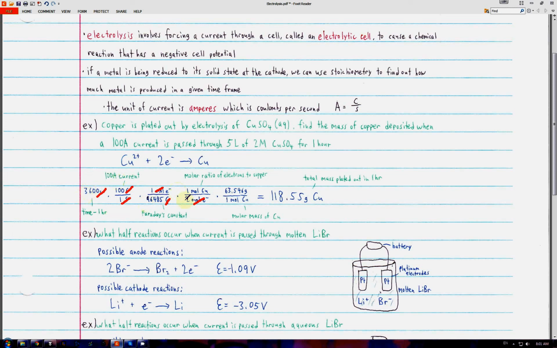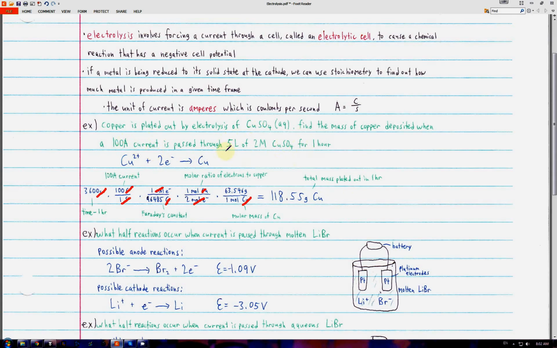So if we multiply all this out, we'll get how many moles of copper solid is formed from this current. The last step to get the mass is to just use the molar mass of copper. So if we multiply all this out, we get that 118.55 grams of copper solid are plated out when this 100 ampere current is passed through this solution for 1 hour.